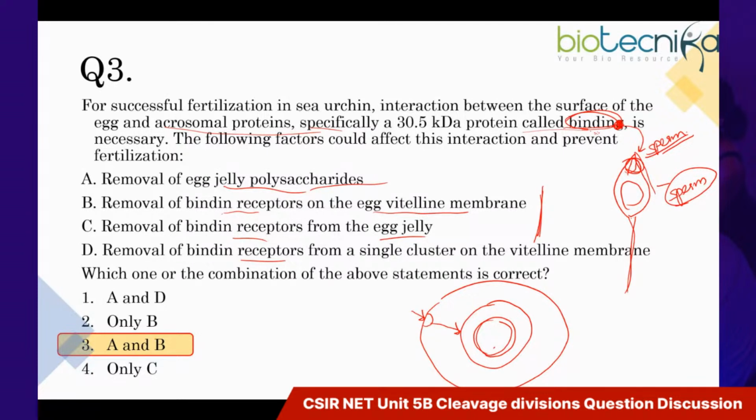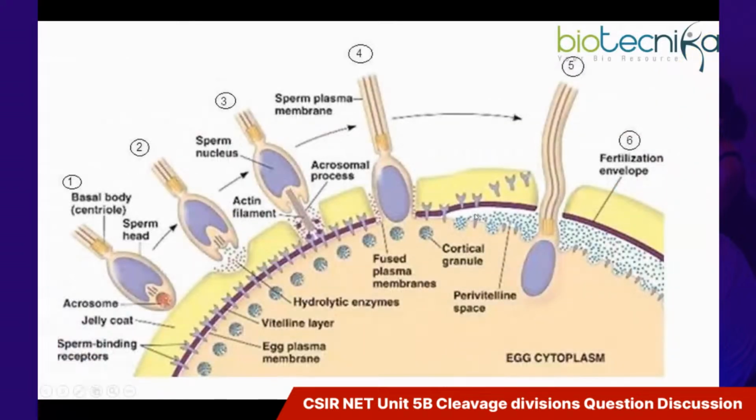Okay. And yes, as I mentioned, on the egg jelly you don't have the binding receptor, because binding is a fusogenic protein. So they will only interact when the sperm crosses the egg jelly. Fine. So they will be present on the egg vitelline envelope. And it's not from a single cluster. If you remove from a single cluster, then other binding receptors are already present, isn't it? So you have to remove all the binding receptors from the egg vitelline membrane. Got it?